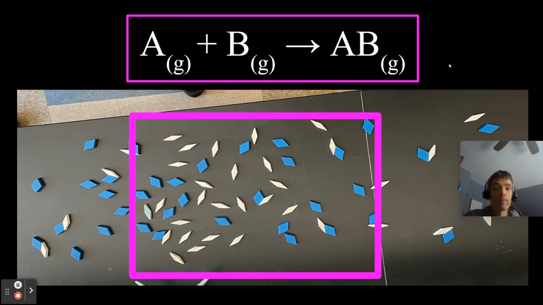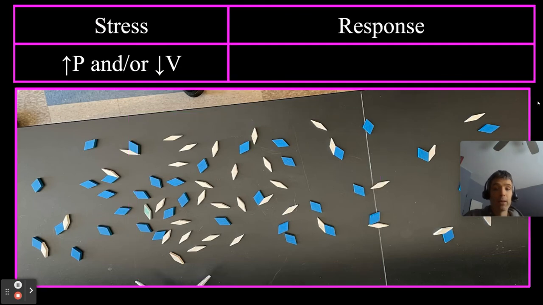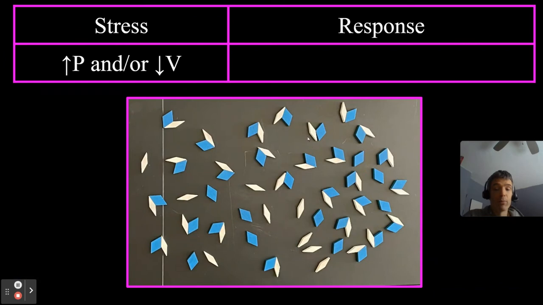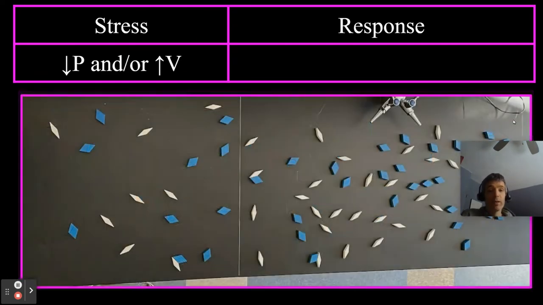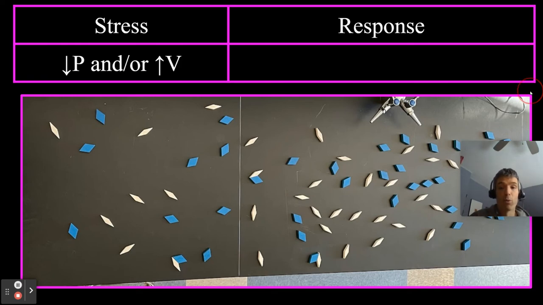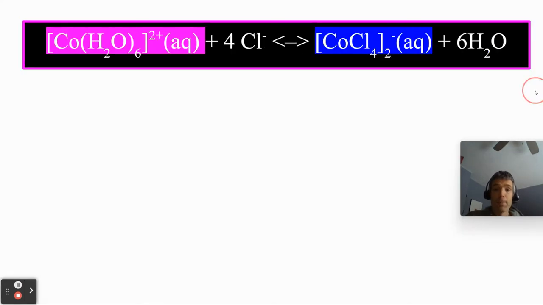So what's going to happen is it's going to make more of the product in this case. Now the opposite: if I decrease the pressure by increasing the volume, the system's going to want to increase the pressure, so it's going to want to make more moles of gas. All of those were influences of concentration, and none of them affect the K.